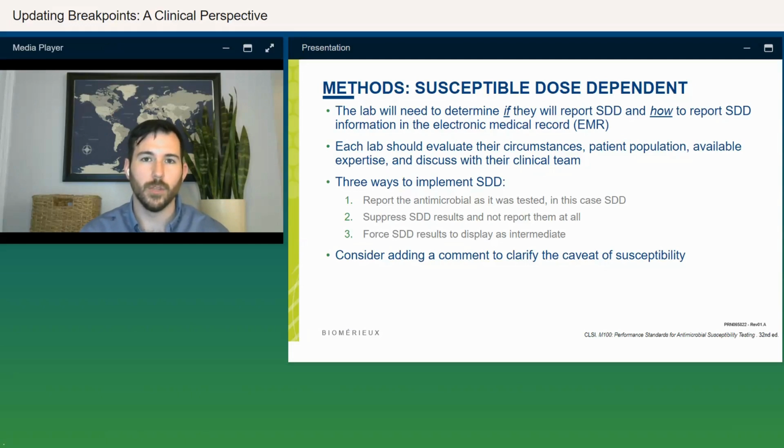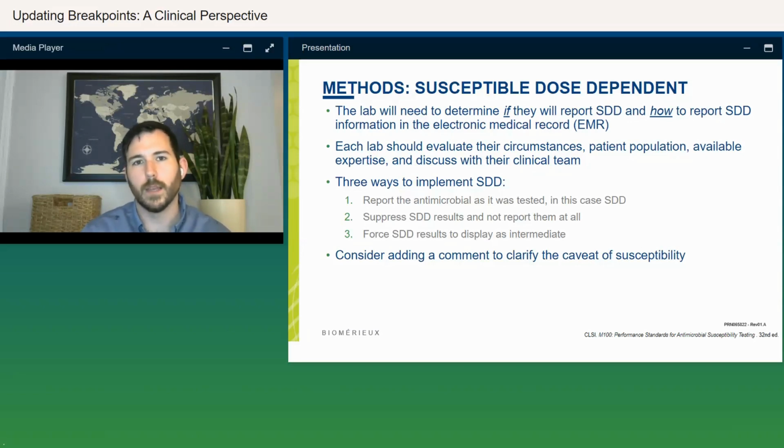There can be some issues with your LIS connecting to the electronic medical record and making sure that it's actually feasible, how you're going to actually be able to do that. Every lab is going to have to look at their individual patient population, the expertise that's there both in and outside of the lab, and discuss with the clinical team.